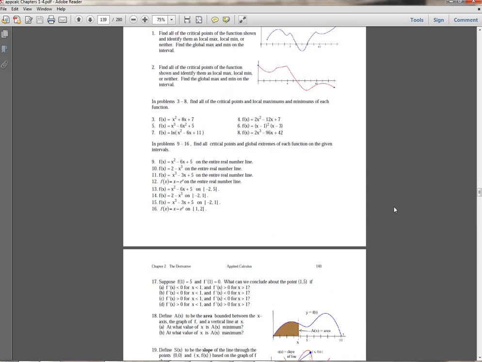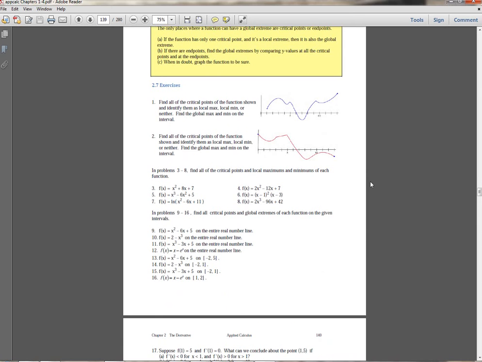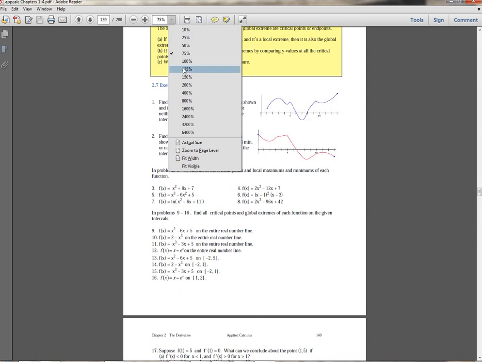All right. So we're looking at, okay, this is page 139. Let me zoom in some more.